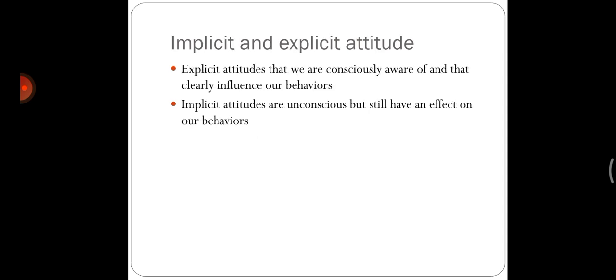There are two types of attitude, implicit and explicit attitude. Explicit attitudes are those we are consciously aware of and that clearly influence our behavior. Implicit attitudes are unconscious but still have an effect on our behavior. Implicit is like temperament, that is inborn qualities, influenced through genetics. Explicit is due to our experience and learning from others, which we develop in us. During any situation, these two types of attitudes are seen.